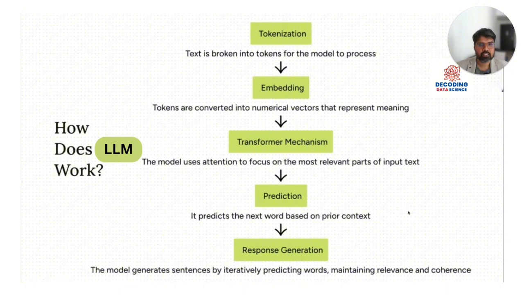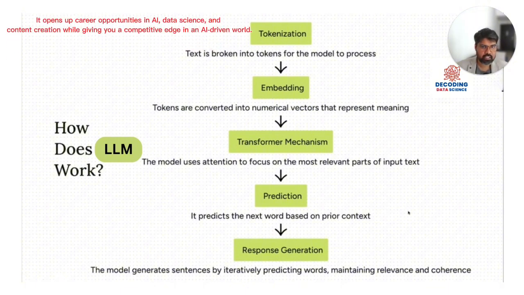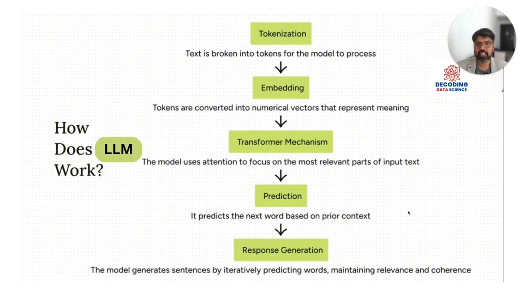And then after this, response generation happens. The model generates sentences by iteratively predicting the next words, maintaining relevance and coherence. So these are the 5 steps that any user goes through when they ask ChatGPT any question, and the final response that you get is the work that goes on behind these 5 steps.